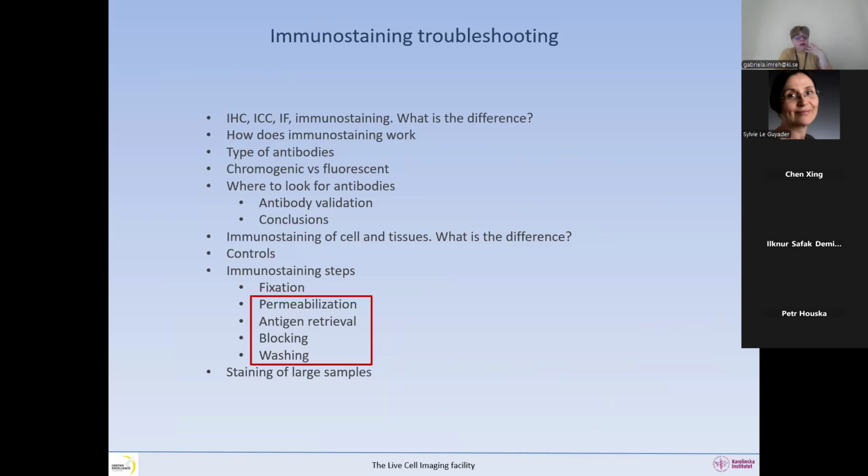Now that we know which controls we need, when we prepare our sample, we know how many wells with cells we should have when we split our cells, and with tissues, how many tissue sections we have to cut. Now we start to proceed with the immunostaining steps. I will highlight only a few of them in this lecture.